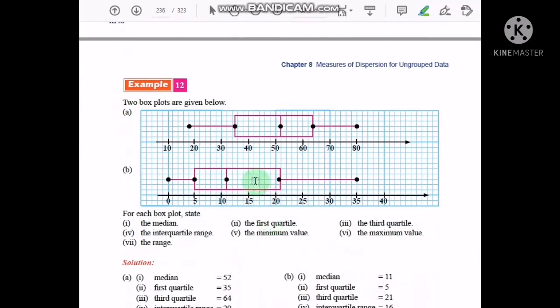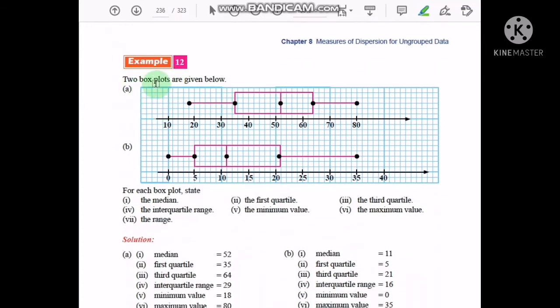Example 12. Two box plots are given below: box plot A and box plot B. The question asks you, for each box plot, state the median. So for A, where is the position of the median? The median is in here, inside the rectangular shape. Okay, it is very easy. You just need to remember the labels.